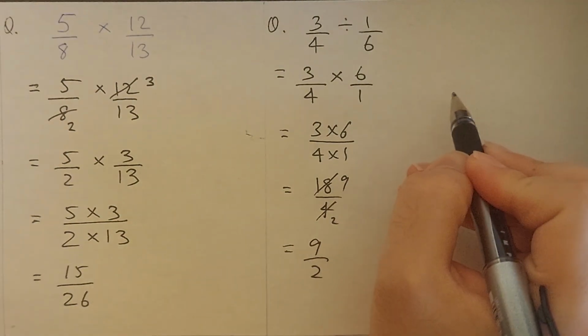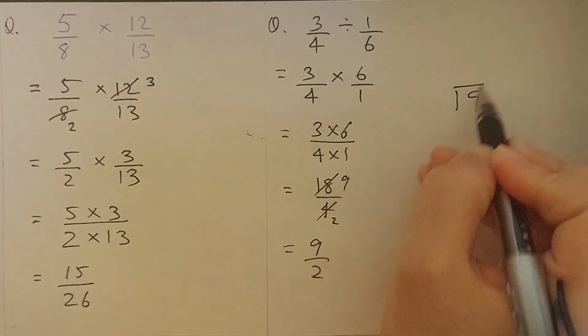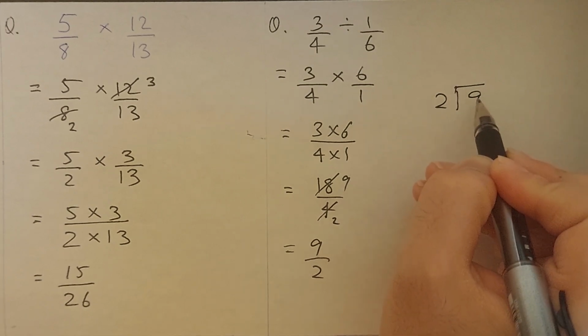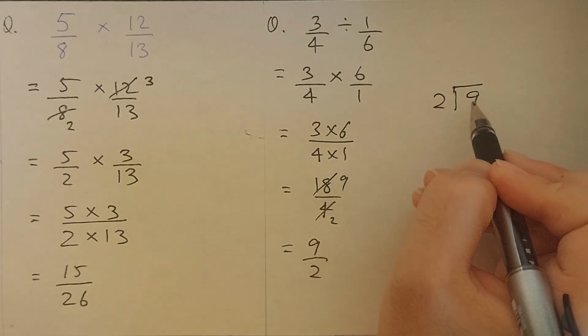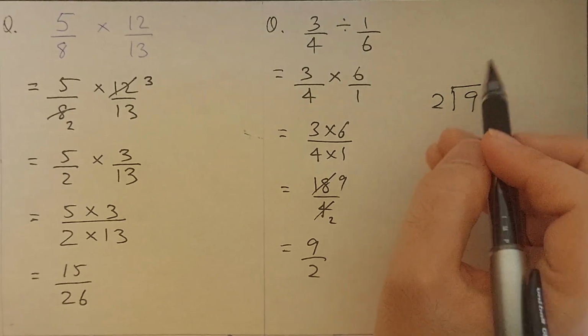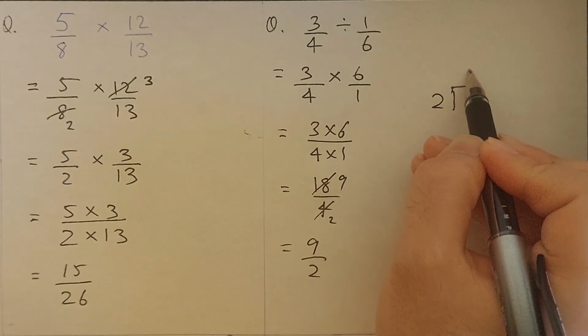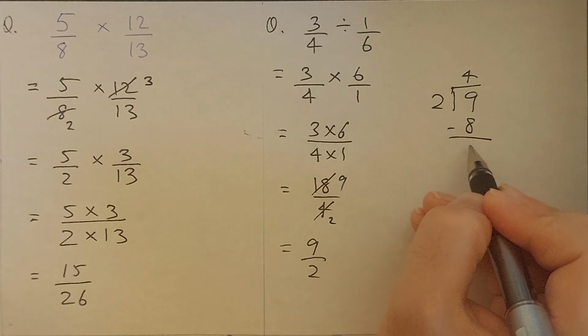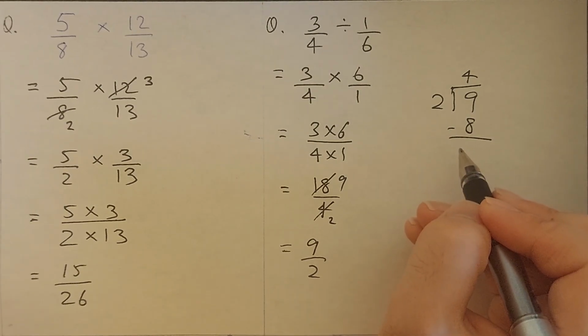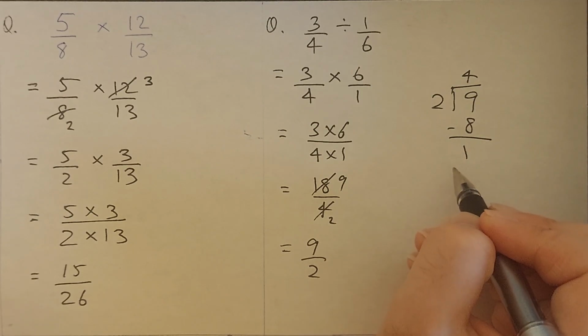And to do that, we write them like this: the numerator here and the denominator outside. This is the dividend, this is the divisor. And if we multiply 2 by 4, we get 8, which is the closest we can get to 9 without going over it. We have a remainder 1.